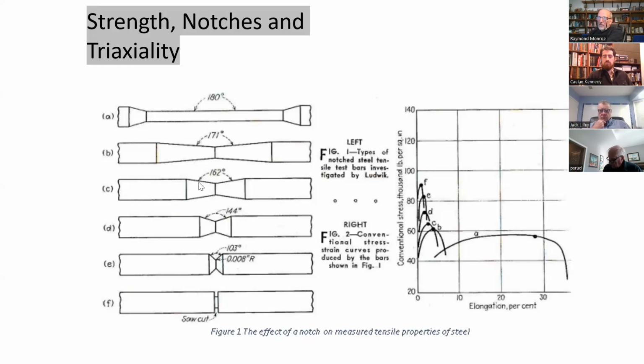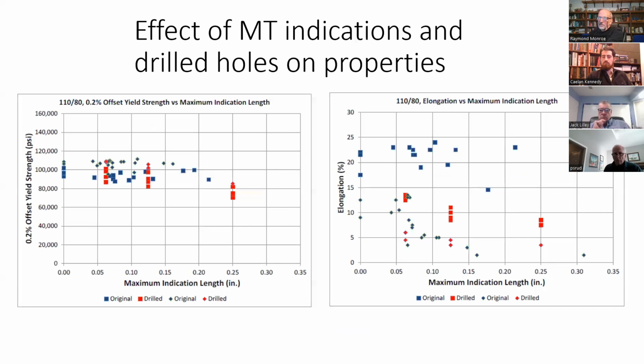And as I make this angle sharper and sharper all the way down to just a saw cut, I end up with the highest ultimate strength, the highest yield strength, and the smallest elongation. So when you have a flawed test bar, you would expect to get yield strengths that are the same as the non-flawed test bar, but you'd expect to see a dramatic reduction in elongation. And this is exactly what we saw in a lot of our work.